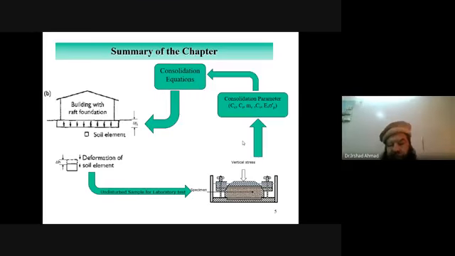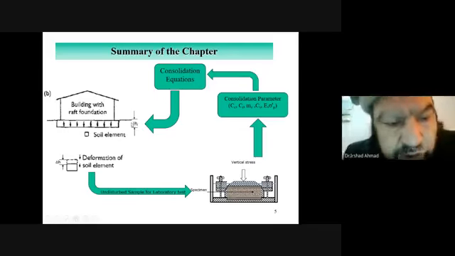After you conduct this test, we process the data and we find out consolidation parameters, which are CC, CR, MV, small cv, sigma p prime. These parameters then we use in the consolidation equation. There are certain equations that I would be discussing with you, and these equations would give us delta HC, which is the foundation settlement.